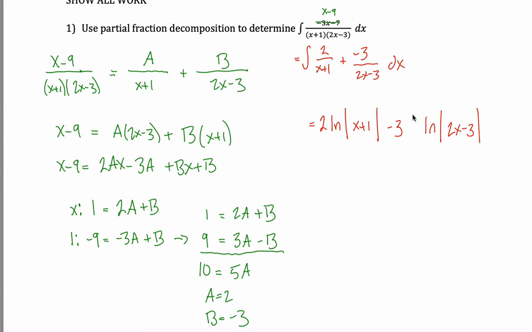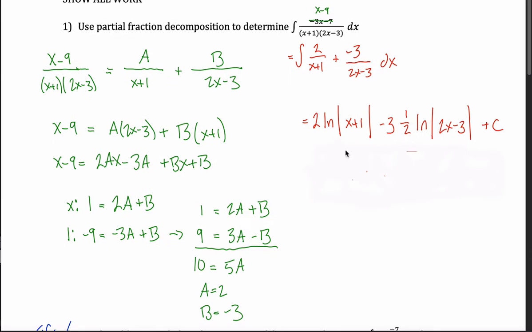So to account for that extra 2, you have to throw a 1/2 up here, because you don't want the extra 2 when you take the derivative of this. Tack on a plus c and you're essentially done. You could leave your answer like this, but I don't like the way this 3 times 1/2 looks, so I'm going to rewrite it as 2 times the natural log of the absolute value of x plus 1 minus 3/2 natural log of the absolute value of 2x minus 3 plus c, and call that good.